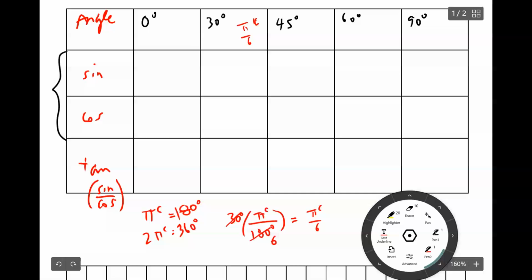And 0 degrees, of course, is 0 radians. 45 degrees, if you do the same conversion procedure, is pi over 4. 60 degrees is 2/6 pi, which is pi over 3 radians. And 90 degrees is half of 180, so that would be pi divided by 2.